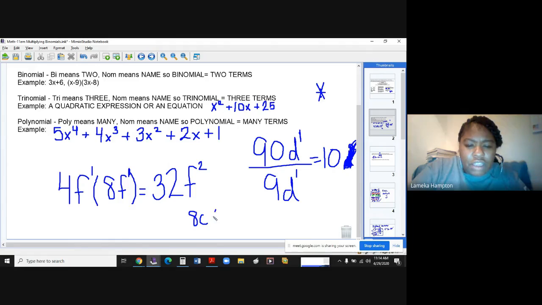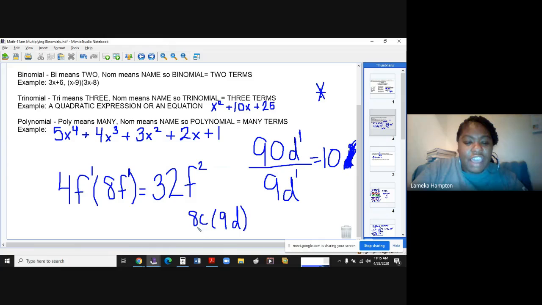So, for example, I have 8c, and that's going to be multiplied by 9d. Again, you can multiply unlike terms, and these are unlike terms because I have different letters. Remember, the numbers do not matter. We are looking solely at the variables, or the letters. If they are the same, you can add, subtract, multiply, and divide. If they are different, you cannot add nor subtract, but you can multiply and divide. So that's exactly what we're going to do.